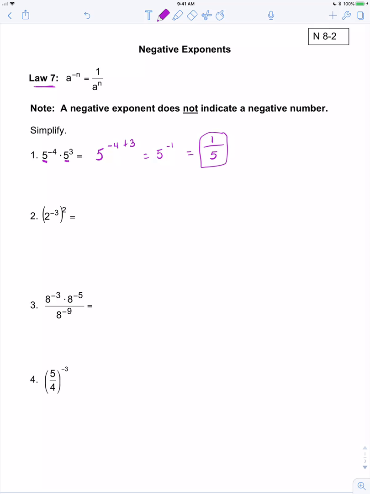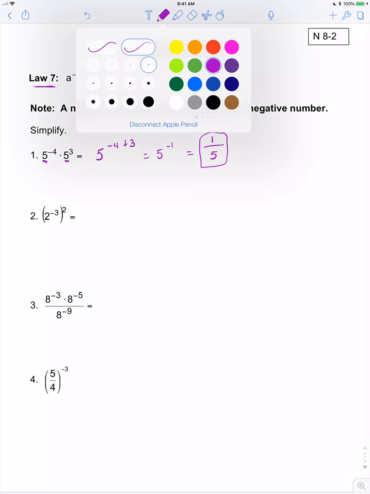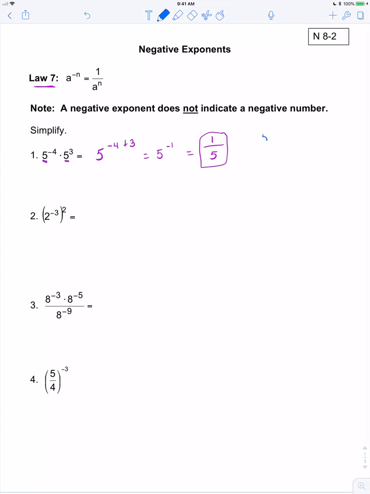this is the other way to do it. So if you wanted to deal with the 5 to the negative 4 first, let me use a different color. Let's go blue. So we've got 5 to the negative 4 times 5 to the third power. You can deal with that 5 to the negative 4 first, and it becomes 1 over 5 to the fourth power, then times 5 to the third power. And remember, any whole number is also over 1. All right, so now we're dealing with only positive exponents.